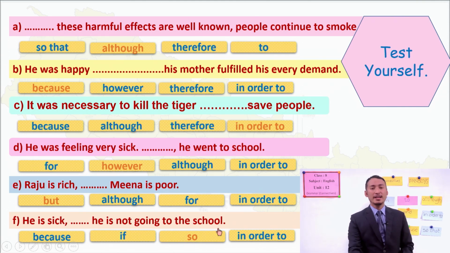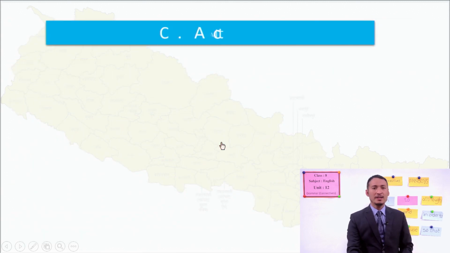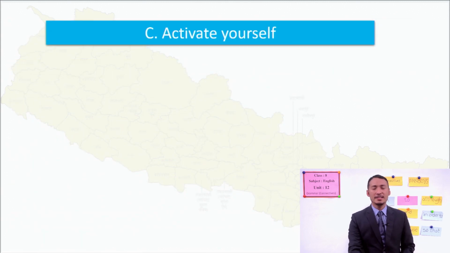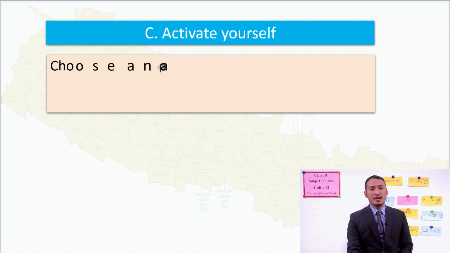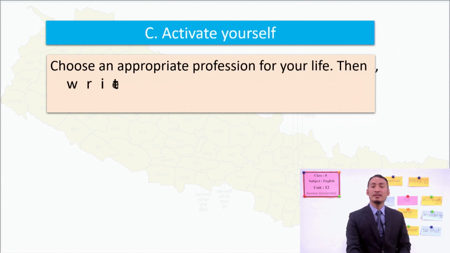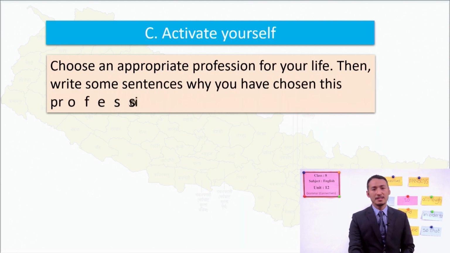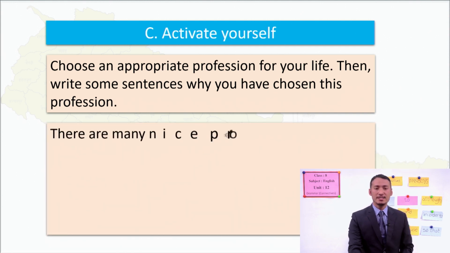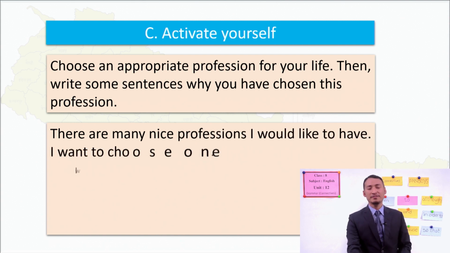Okay, students, now you have completed the task. I think you have known all these connectives very well now. Now let's move to the final exercise, that is, activate yourself. Here we have to choose an appropriate profession for your life, then write some sentences about why you have chosen this profession. Okay, I'll give you some sentences to work with.